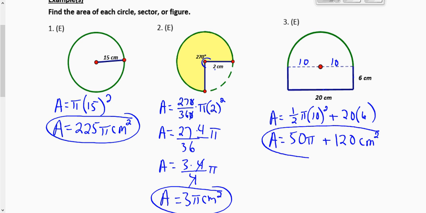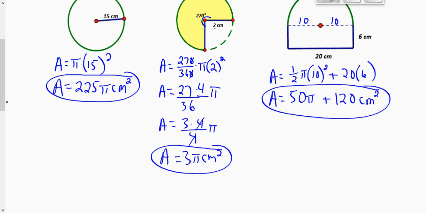Okay? So we have the area of a circle, pi r squared, and for any sector, as long as you know the central angle that makes it, that's how you get your fraction of the total area, right? That, whatever the angle is, over 360 times pi r squared.